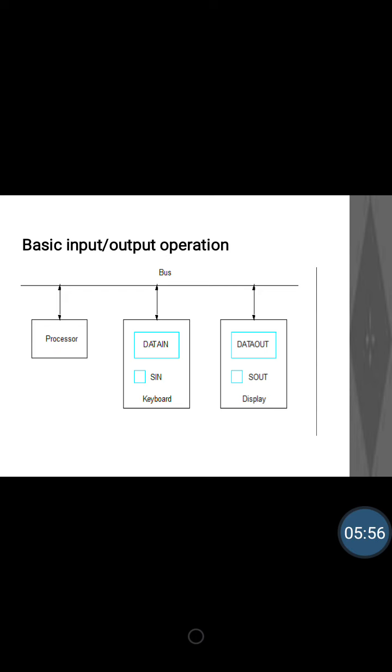When data in becomes full, again SIN will be set to 1. Processor, upon looking at SIN as 1, will read the content from data in again. So, this process continues for reading the data or characters which are typed from the keyboard. Okay. Now, what about outputting?